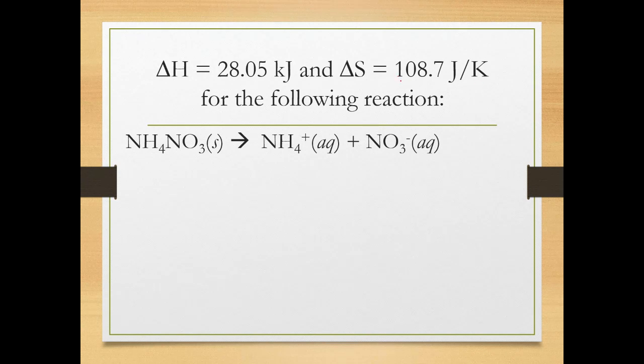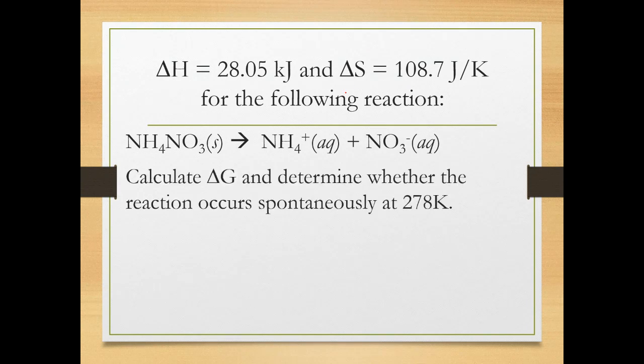So positive delta S, that is favorable. So we've got a non-favorable part of this reaction, the energy change, and we have a favorable part, the entropy change. So in order to determine if this reaction is actually spontaneous, we have to calculate delta G to see if this reaction happens spontaneously. So we're going to calculate delta G at 278 Kelvin, which is 25 degrees Celsius. Oh, I'm sorry, 5 degrees Celsius. Sorry about that. So let's go ahead and use the delta G equation and calculate delta G for this reaction.